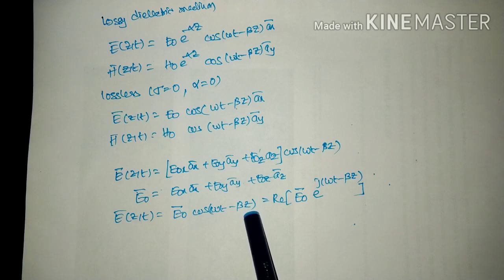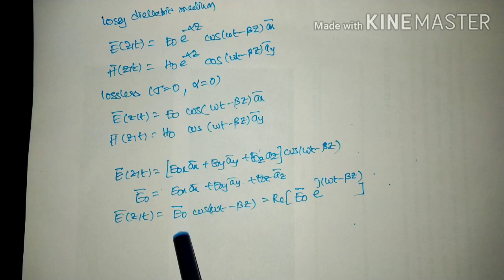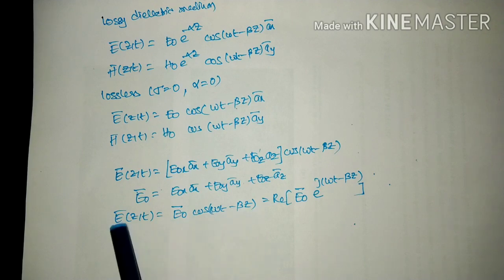So the requirement here is: what is the orientation of the electric field, and how the phase of the signal is changing as the wave is propagating along the z direction. If you know these, you are able to represent the electromagnetic wave propagating along the z direction.